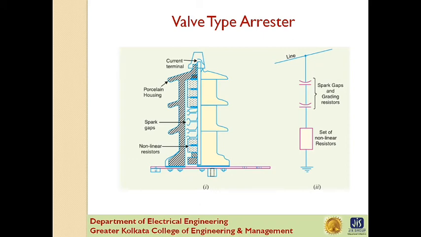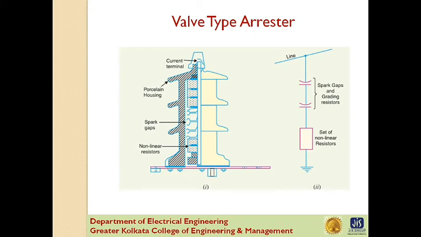In other words, the resistance of these nonlinear elements decreases with increases in the current through them and vice versa. Now, how does it operate? Under normal operating condition, the normal system voltage is insufficient to cause the breakdown of the air gap assembly. On the occurrence of an overvoltage, the breakdown of the series spark gap takes place and the surge current is conducted to earth via the nonlinear resistor.